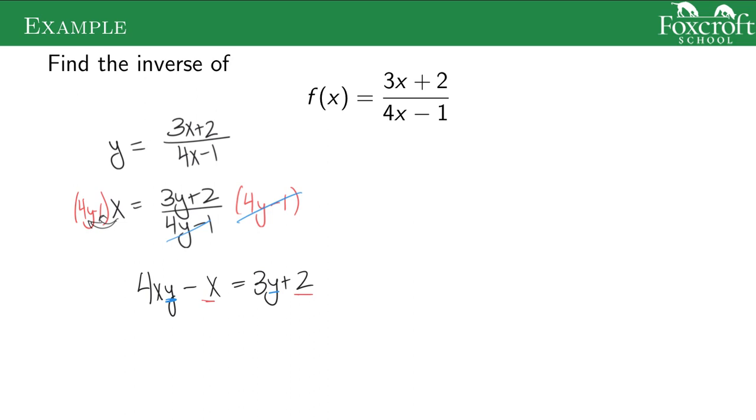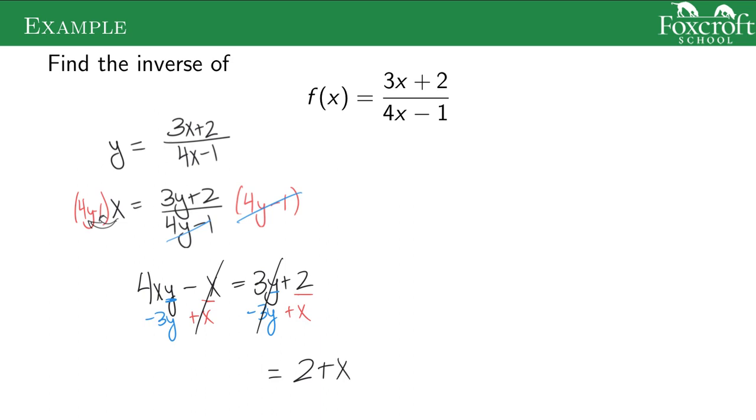So I want to get the blue terms together. I'm going to subtract 3y from both sides. And I want to move the red terms to the right, so I'm going to add x to both sides. I'm just going to do these two steps at the same time. So these are going to cancel, those are going to cancel. On the right-hand side, that's the slightly easier one. We just have 2 plus x is 2 plus x.